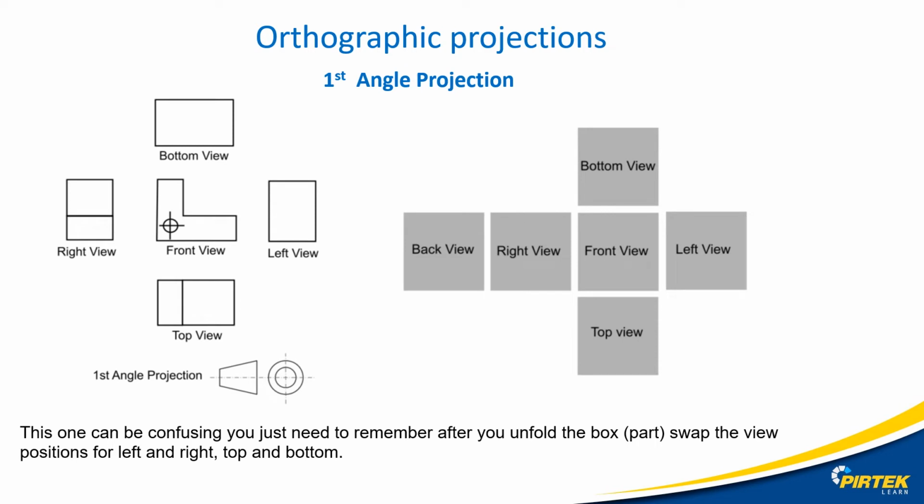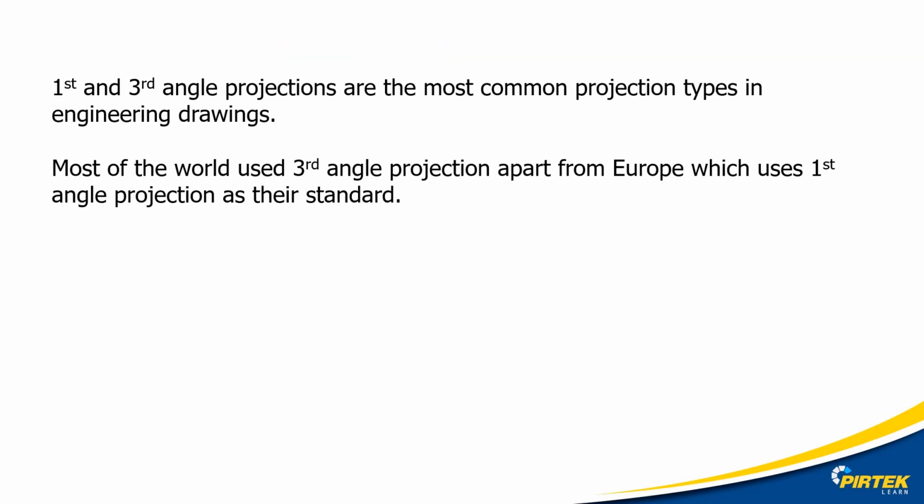First angle projection, which is popular in European countries, is the same as the third angle projection, but the left and the right views are swapped. First and third angle projections are the most common projection types in engineering drawings. Most of the world uses third angle projection, apart from Europe, which uses first angle projection as their standard.